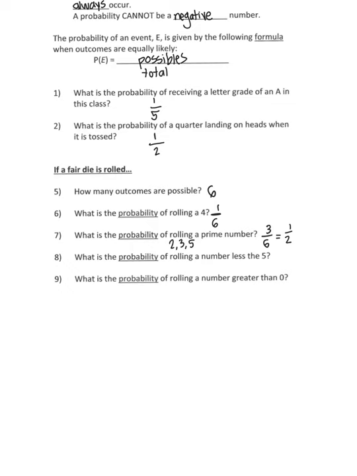Let's see, what is the probability of rolling a number less than 5? So all of my numbers less than 5, that would be 4, 3, 2, and 1. That's 4 choices. So that would be 4/6, which simplifies to 2/3. And then the probability of rolling a number greater than 0, that's all of my numbers, 1 through 6. So that would be a probability of 6/6, which equals 1. That means that it's always going to happen. I'm always going to roll a number greater than 0.